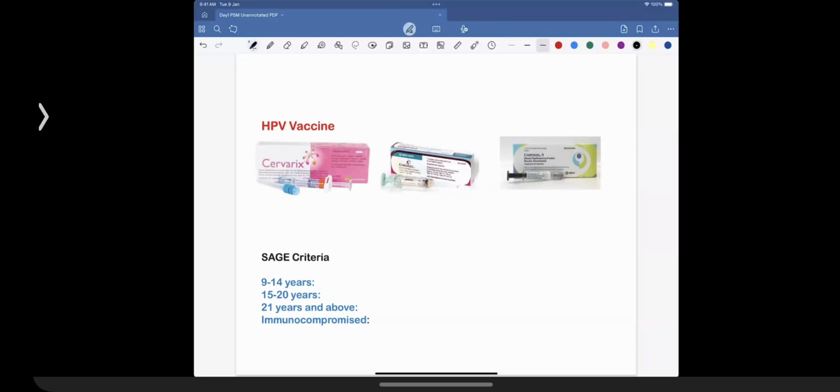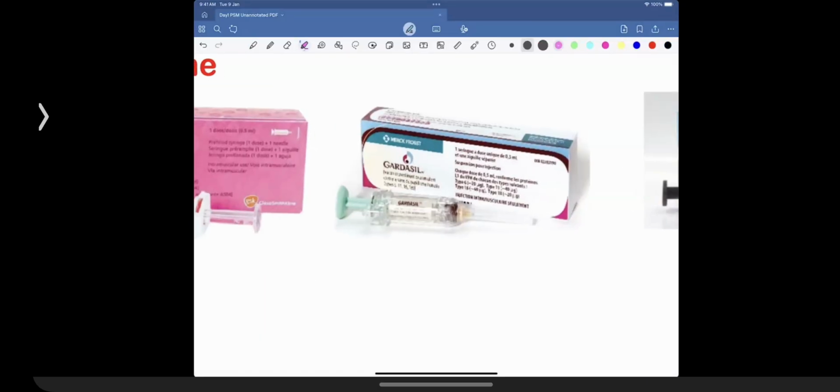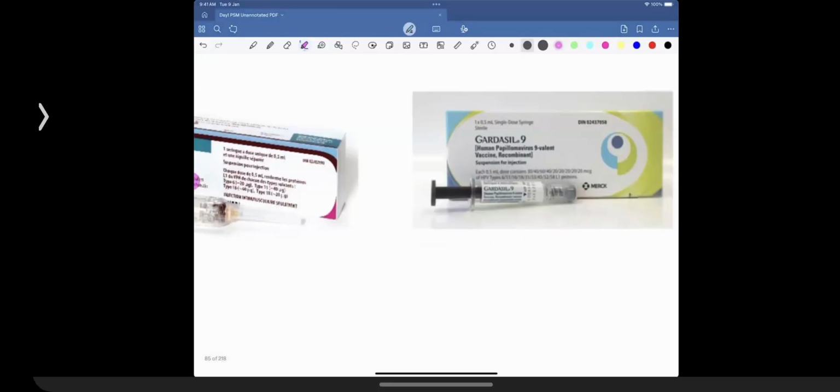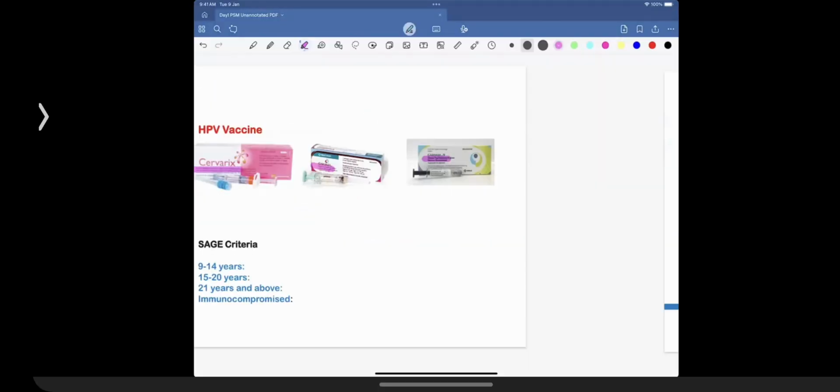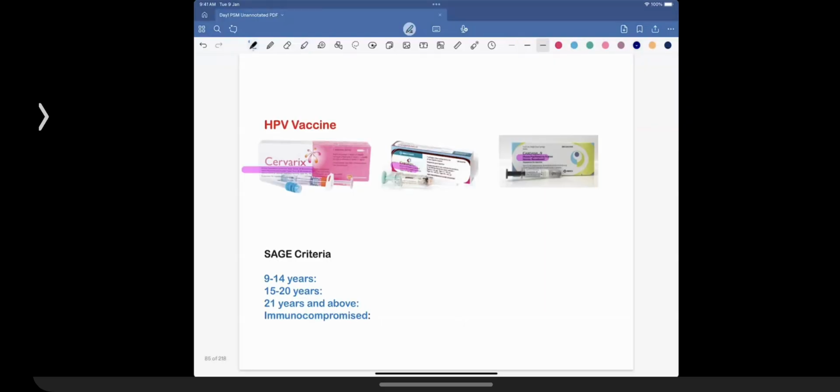HPV vaccine. Can you tell me? Three are there in front of you: Cervarix, Gardasil, and Gardasil 9. Which of them is bivalent? It is Cervarix, bivalent. Gardasil is quadrivalent, and this is nonavalent.